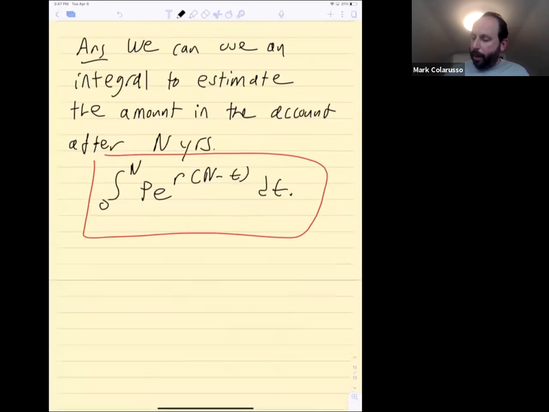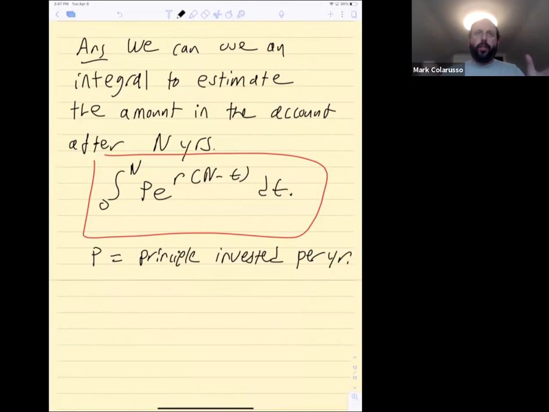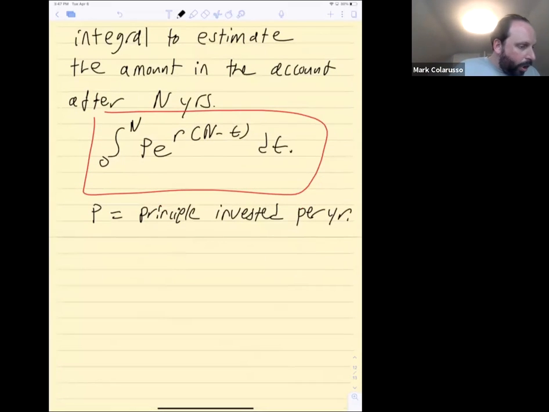Oh, I should say, maybe I wasn't clear about this. P is the principal invested, I didn't say this quite right, invested per year. So it's not over the n years, it's what you're investing per year. And so over the n years, you'd have n times P. Okay, so here's an example, and let's see how this works.